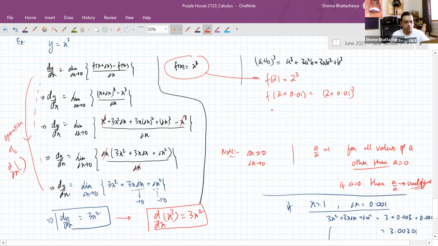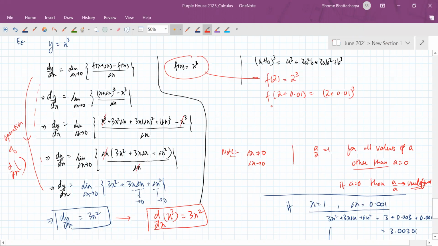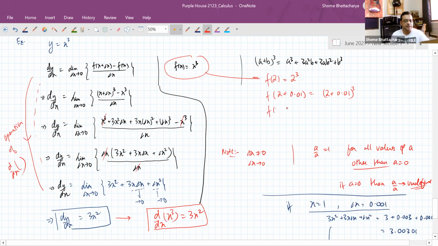Understood, no? So sir, it can't be like x cube plus delta x cube. No, because we are now substituting x as x plus delta x. So f of x is defined as what? X cube. So f of x plus delta x has to be defined as what? X plus delta x cube. Understood the point, no?